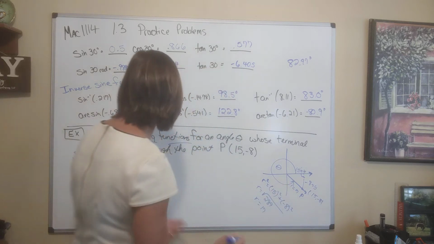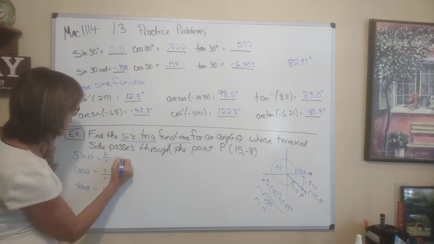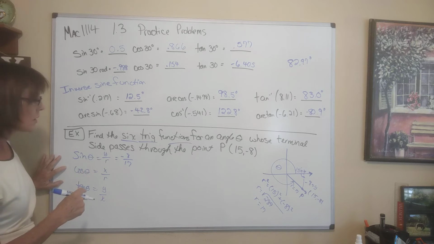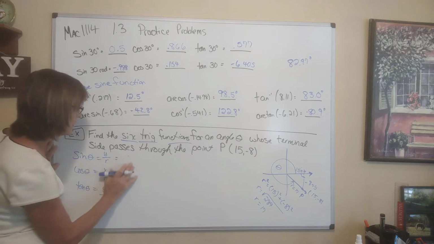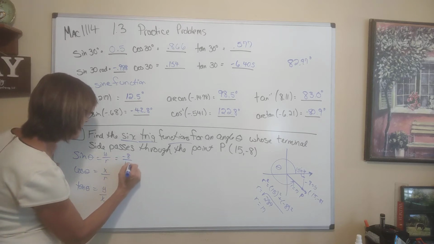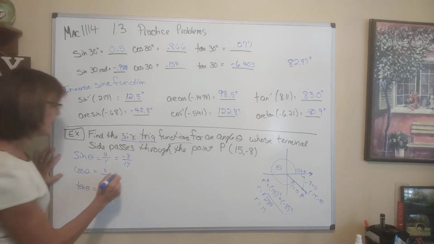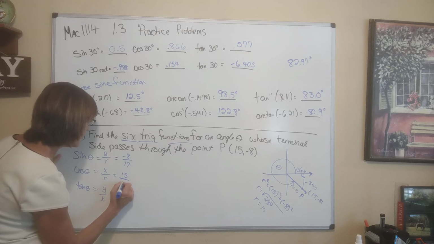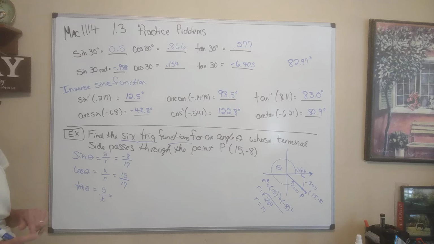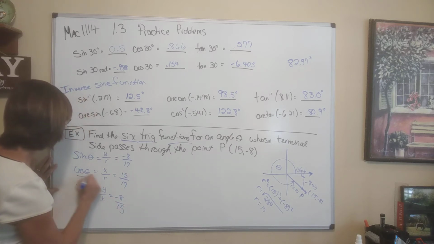All right, so here we go. By definition, the sine is y over r, or negative 8 over 17. The cosine is x over r, so that's 15 over 17. And the tangent is y over x, or negative 8 over 15. That's the first 3.